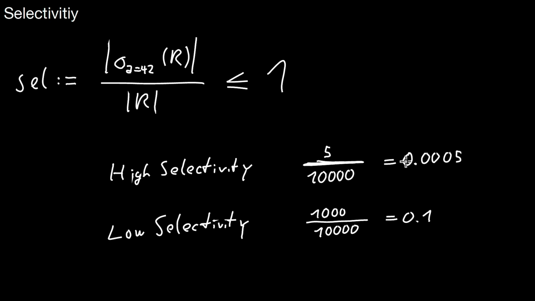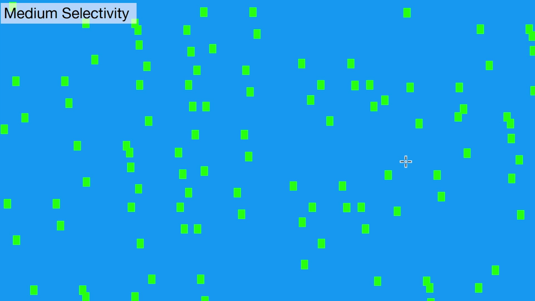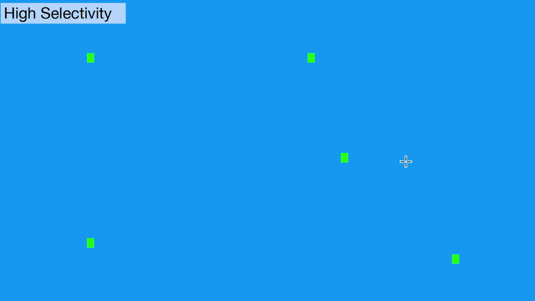So low selectivity, many tuples qualify. You can think about medium selectivities, that is something in between. The boundaries between high and medium selectivity or between medium and low selectivity are fuzzy somewhat. But at least in high selectivity, it is the case that only very few tuples qualify. So this is important to understand for the following discussion.